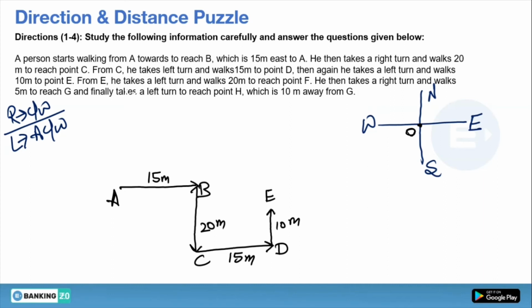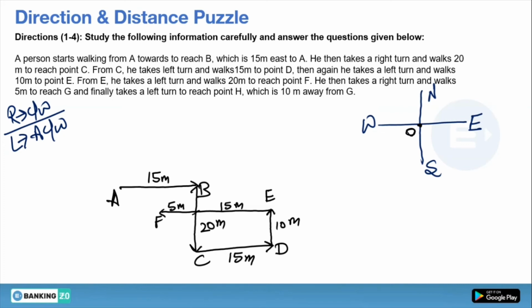From E he takes a left turn and walks 20 meter to reach the point F. From E, left turn will be anti-clockwise, this side, and he walks 20 meters to reach the point F. So first he will cover 15 meter over here and 5 meter till here. So this entire line will become 20 meter. The distance from this point to this point will be 15 meter, and from this to this, from F, it is 5 meter.